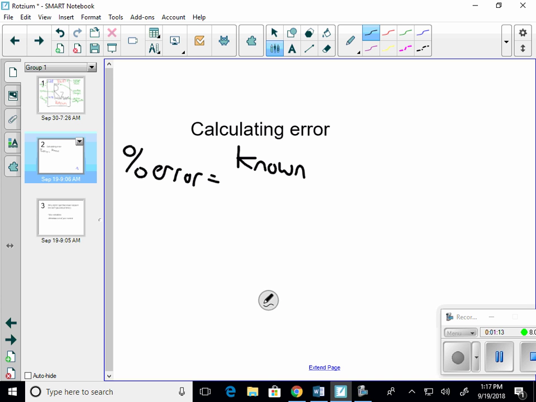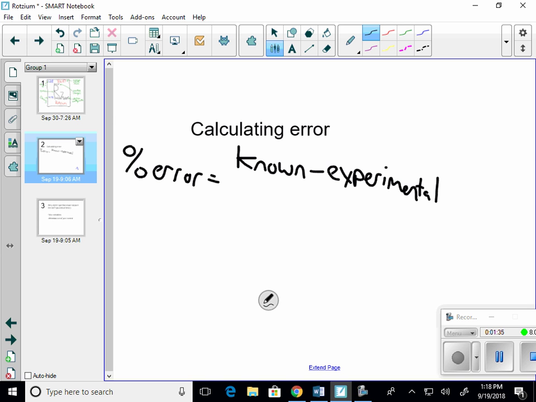Remember, our periodic table has known values. Quite frankly, at the bottom of your page has some known values of the blocks that you might have worked with. You're going to subtract the experimental value. Experimental is what we actually solved for. And we'll do an example together as a class here in a minute as well.